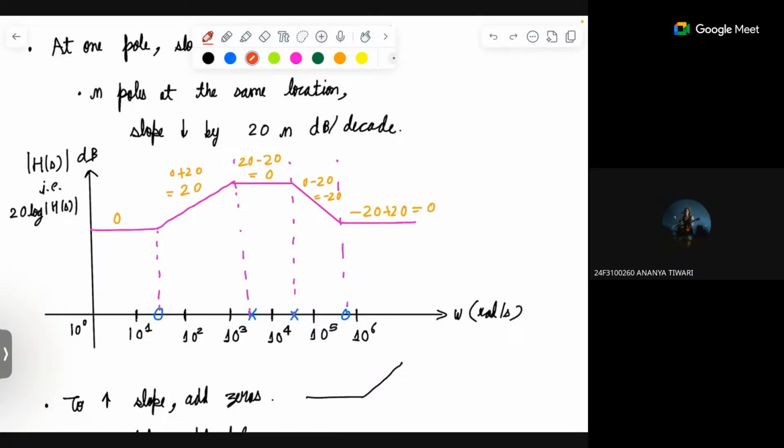Now, similarly, if I want to make this sharper, I need to have something like this, right? Class, are you able to see this? Yes, ma'am. So we will add more poles, so it will decrease more rapidly. Are you able to see this? Yes, ma'am.